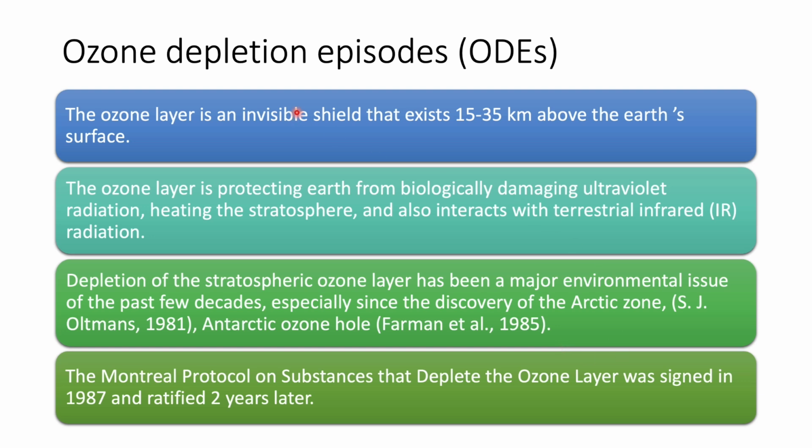So what are ozone depletion episodes? The ozone layer is an invisible shield that exists 15 to 35 km above the Earth's surface. The ozone layer is basically protecting the Earth from biologically damaging ultraviolet radiation, heating the stratosphere, and also interacts with the terrestrial infrared radiation. The depletion of the stratospheric ozone layer has been the major environmental issue of the past decade, especially since the discovery of the Arctic ozone hole by Altmans and Antarctic ozone hole by Farman. The Montreal Protocol on substances that deplete the ozone layer was signed in 1987 and was ratified 2 years later.